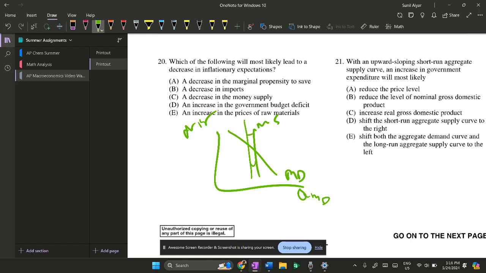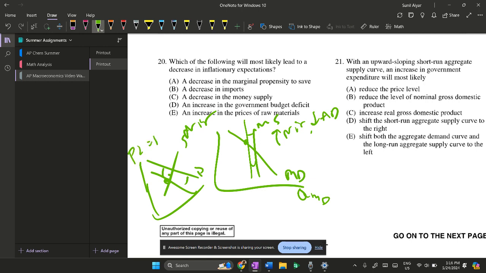It's saying a decrease in this. So that would increase NIR, which would decrease AD. We should know that relationship. A decrease in AD would decrease PL, which, remember, PL is equal to inflation. So 20 is going to be C there.